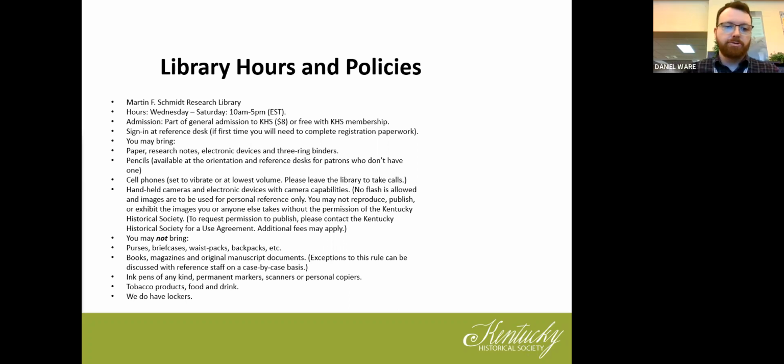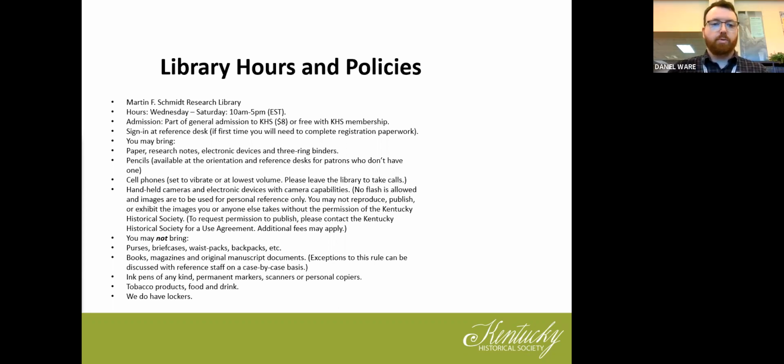So, our library hours: here in the library, we're open Wednesday through Saturday, 10 a.m. till 5 p.m. Eastern Standard Time. Admission is typically paid just to get into the building. I think it's $8 general admission, which allows you to go into the museum and take the tours of the old state capitol. Then you would be able to come up here, sign in, and do your research in the library. If you're a KHS member, that would all be free.